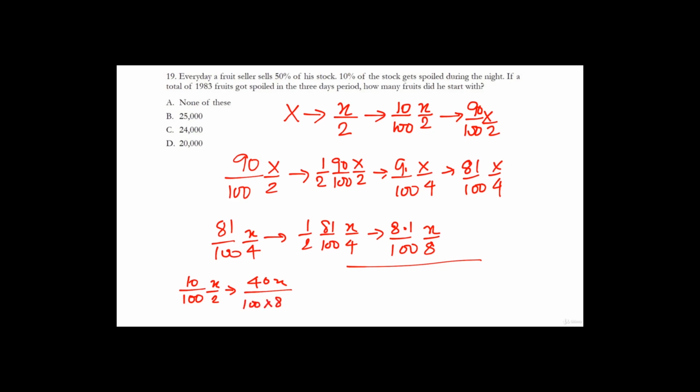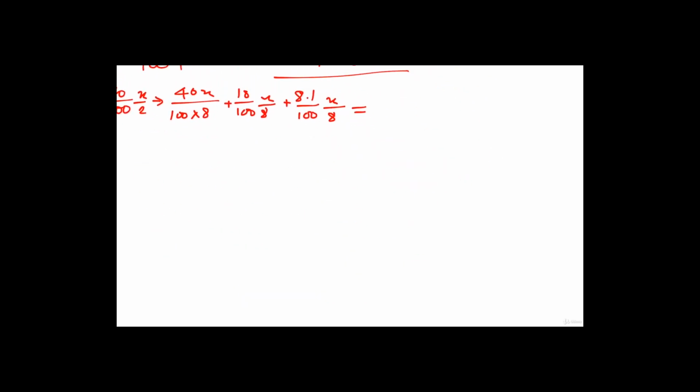And the second day it is 9% of X by 4, which is 18% of X by 8. On the third day it is 8.1% of X by 8. So when we add all these things, we get 66.1% of X by 8. So this is the total number of spoiled fruits.